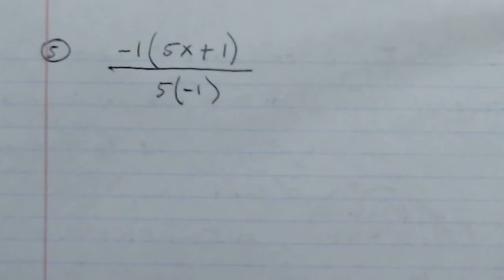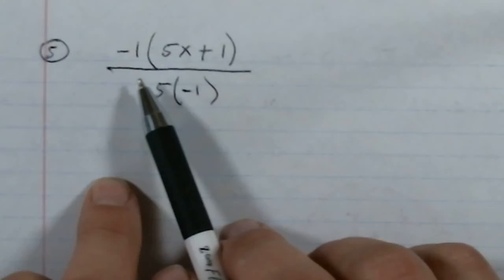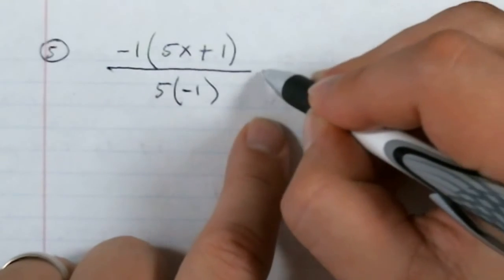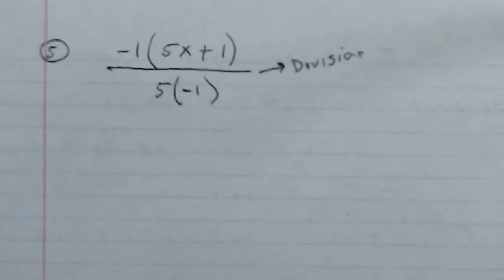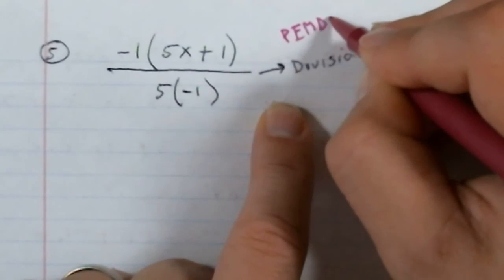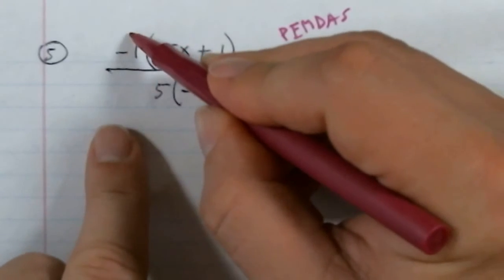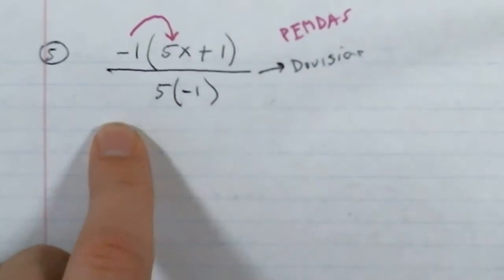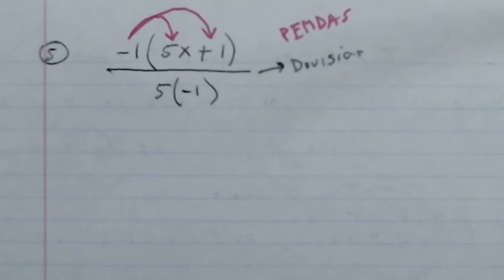So I hope that you can see that this is that distributive property with a division. So this part means division. Okay, so we're going to have to divide. And then remember, you're also going to have to remember your PEMDAS. So here we go. What's negative 1 times 5 and negative 1 times positive 1?